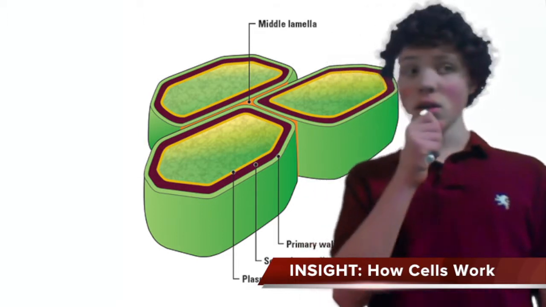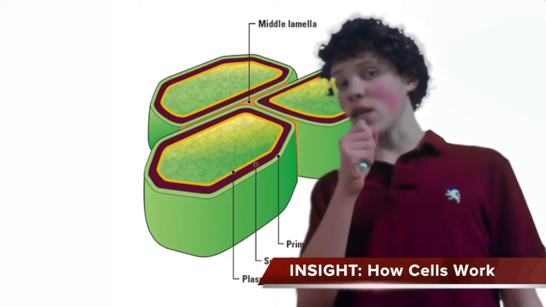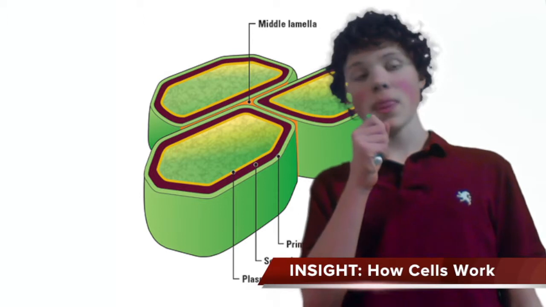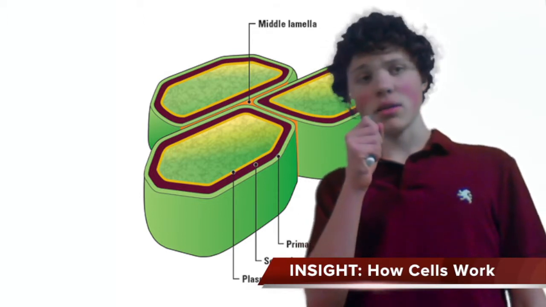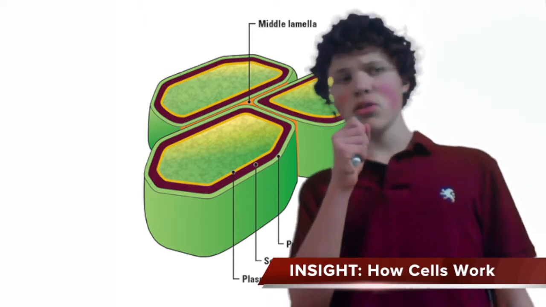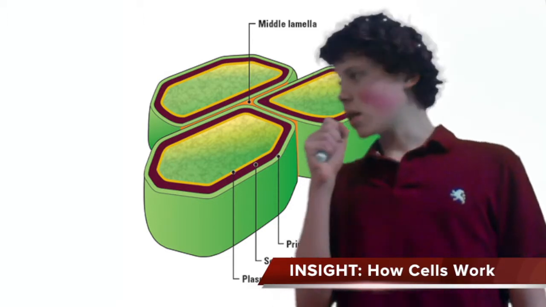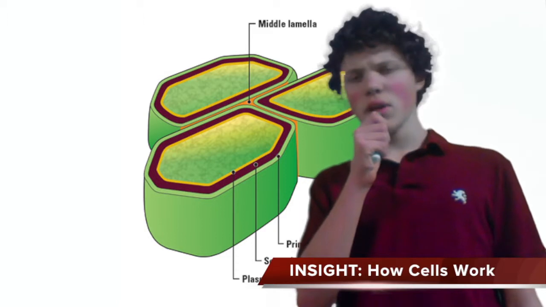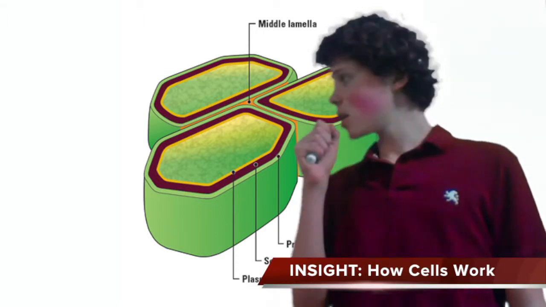Among other things, water, oxygen, and carbon dioxide enter and leave the cell through the cell wall, through a process called diffusion. Now, the cell wall not only lets these materials through, it also prevents too much of these materials entering the cell. Now, cell walls only appear in plant cells. They don't appear in animal cells whatsoever.